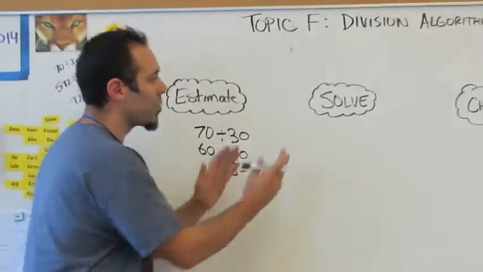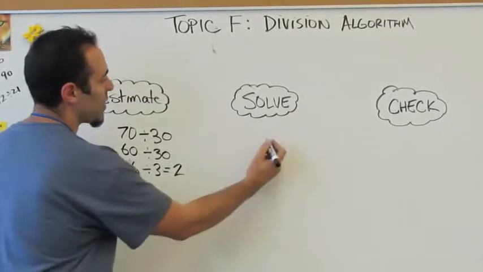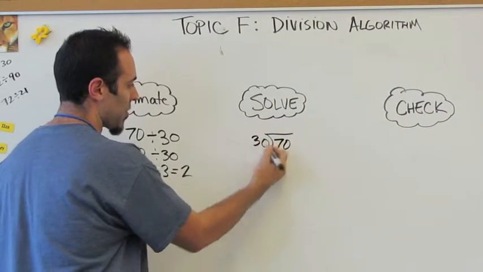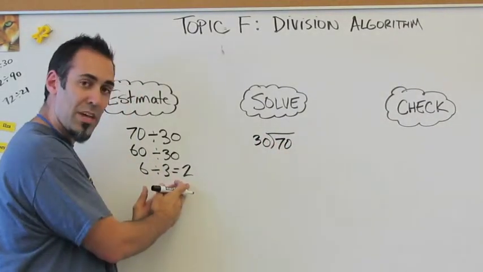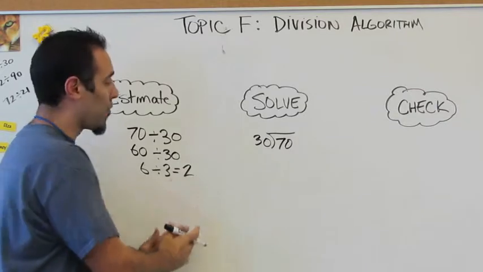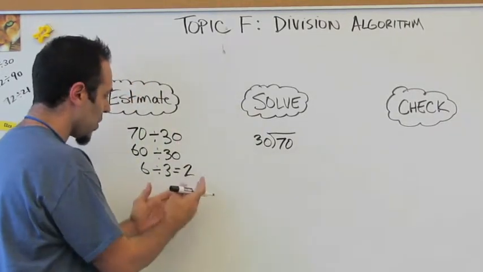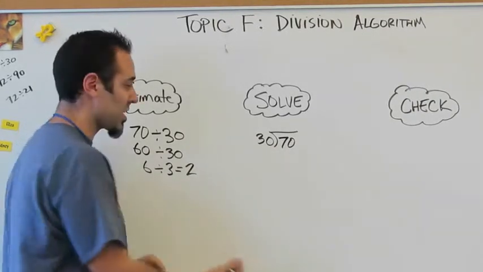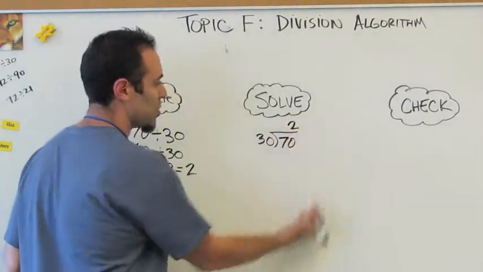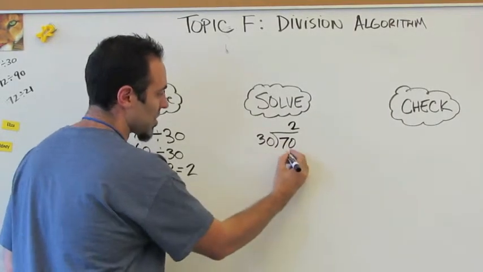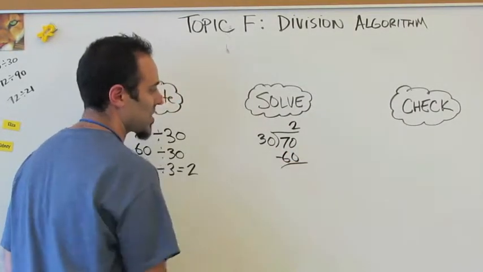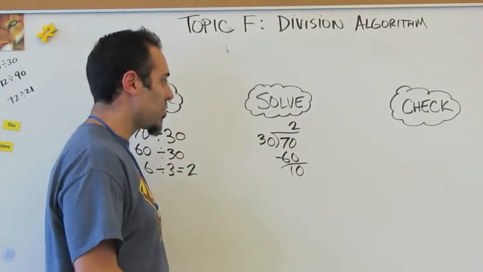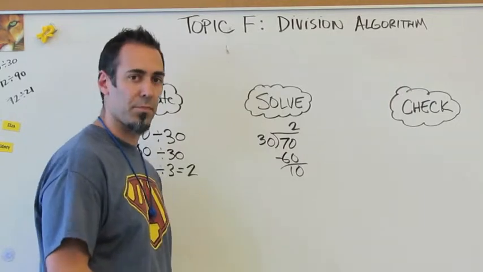Then what we would do is we would move over to the solve portion. We would use the standard algorithm, 70 divided by 30, and we'd use our estimation as a starting point for the division. So we would multiply 30 by 2, which would start us off with 60. So 30 goes into 70 2 times. 2 times 30 is 60. Subtract 60 from 70, I have 10. And so my answer would be 2, remainder 10.